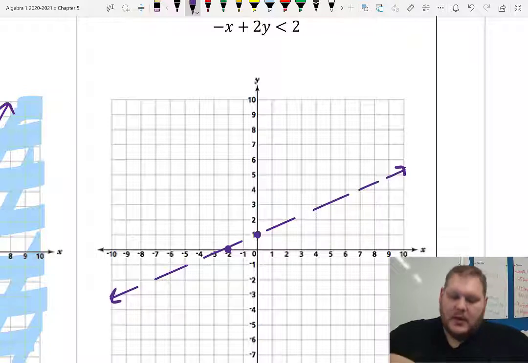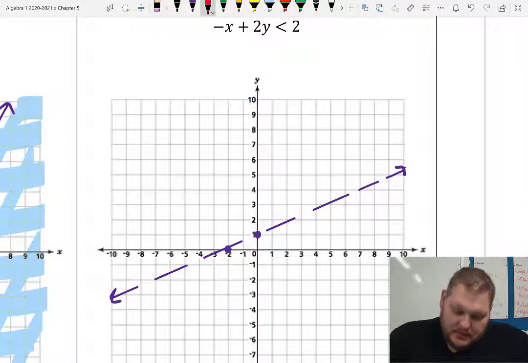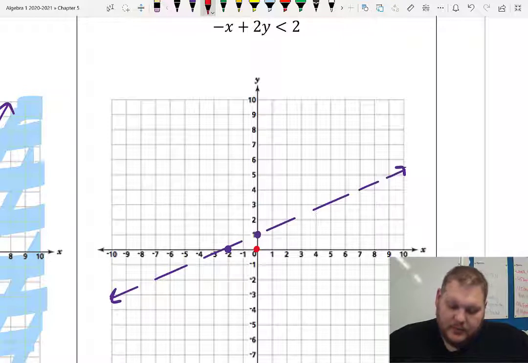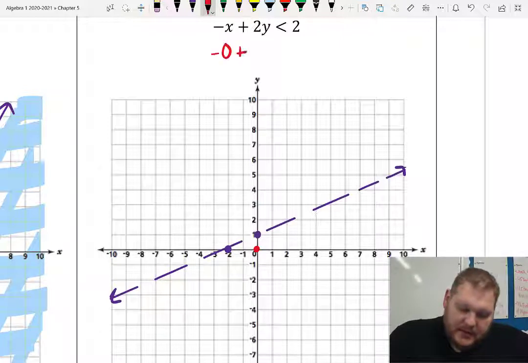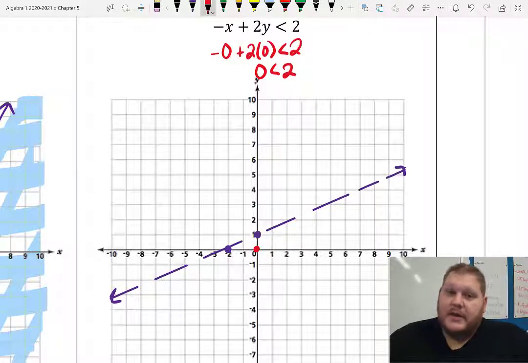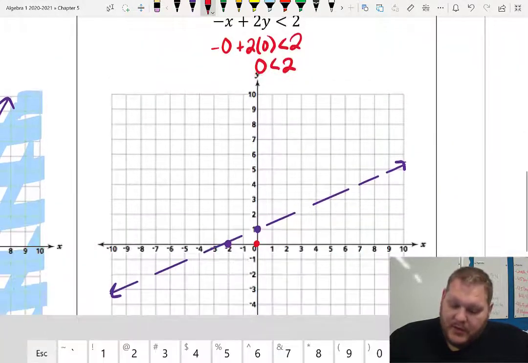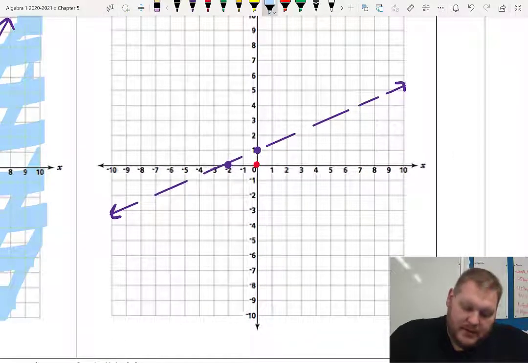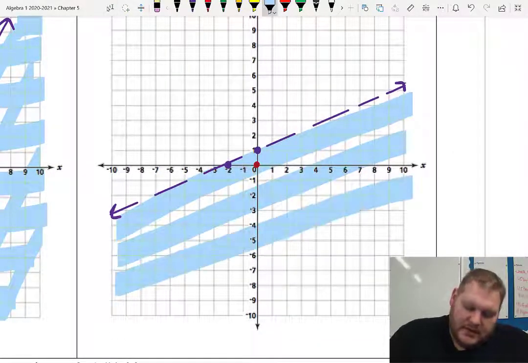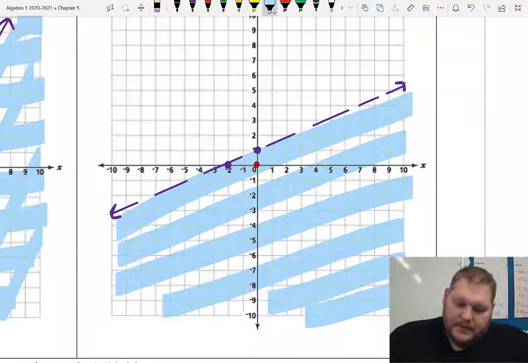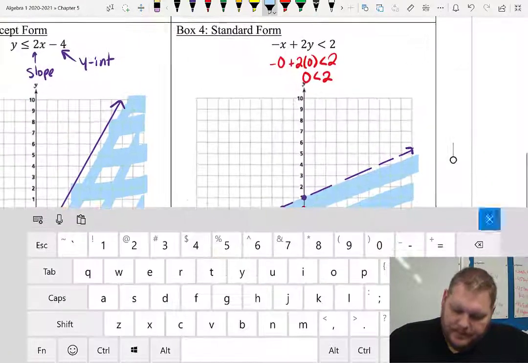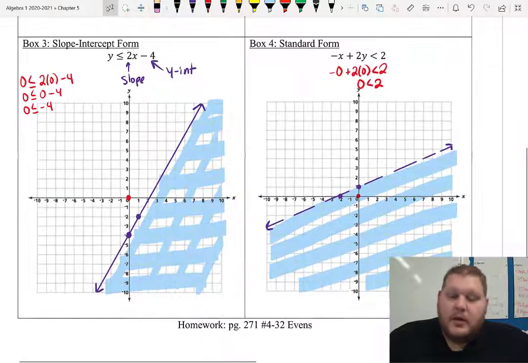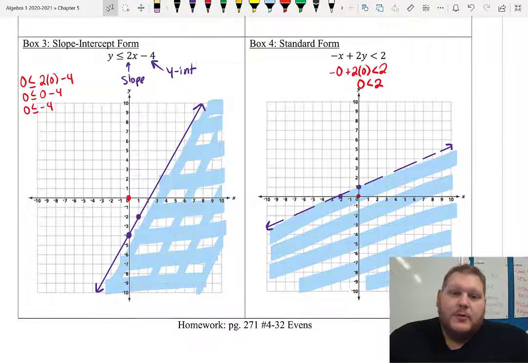Arrows on the end. And then again, my test point, 0, 0. Negative 0 plus 2 times 0 is supposed to be, whoops, not or equal to, just less than 2. So 0 is less than 2. Now that is true. 0 is smaller than 2. So that test point should be on the shaded part of my graph. So that means I'm going to go ahead and shade all of this area down here. And that's it. That's all we have to do to handle graphing 2 variable inequalities.